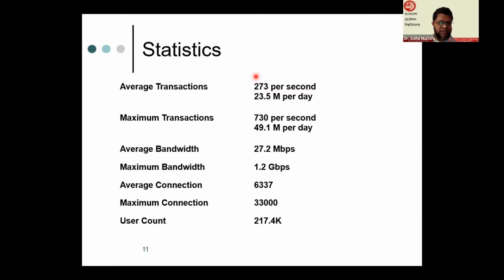Average number of connections at a time was over 6,000. And during attack scenarios, which we'll talk about later, we got a maximum of 33,000 concurrent connections at the same time. And we got over 270,000 unique users, in terms of IP addresses, that passed through this system.